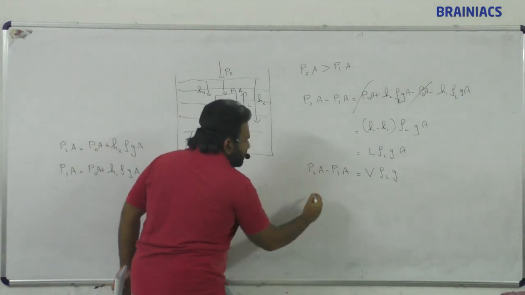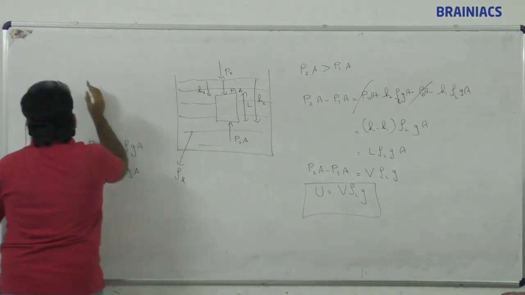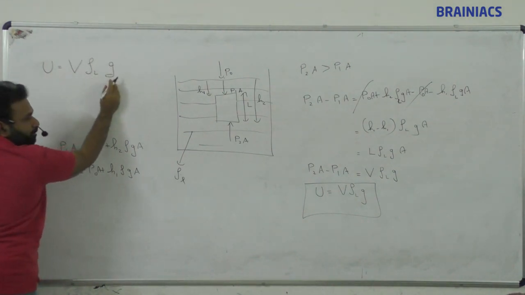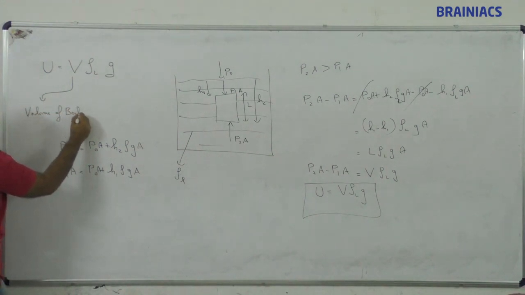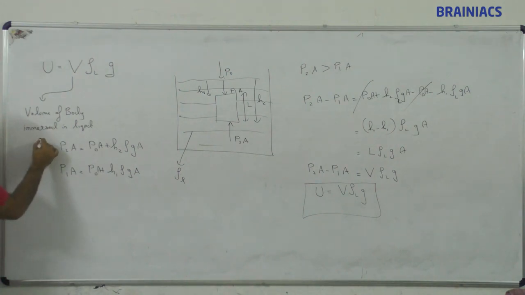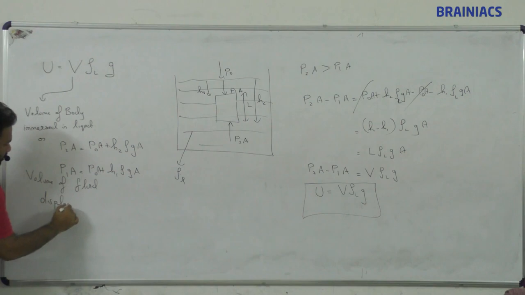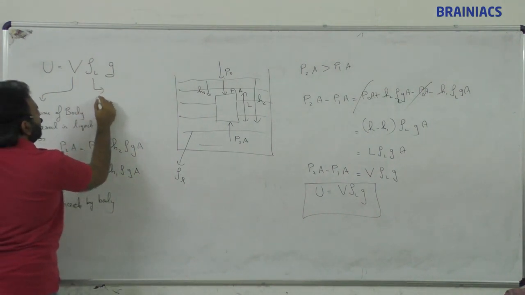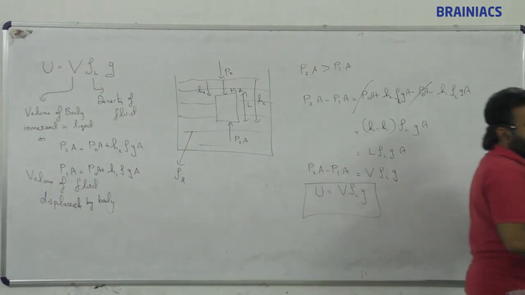Okay, clear. So now this one is called upthrust. Upthrust is nothing but V rho L into g. Once again I am writing, upthrust is equal to V rho L into G, where V is the volume of the body immersed in fluid, immersed in liquid, or the volume of liquid displaced by the body. And this density is the density of the fluid, and g is the acceleration due to gravity. Clear? This is what upthrust is.